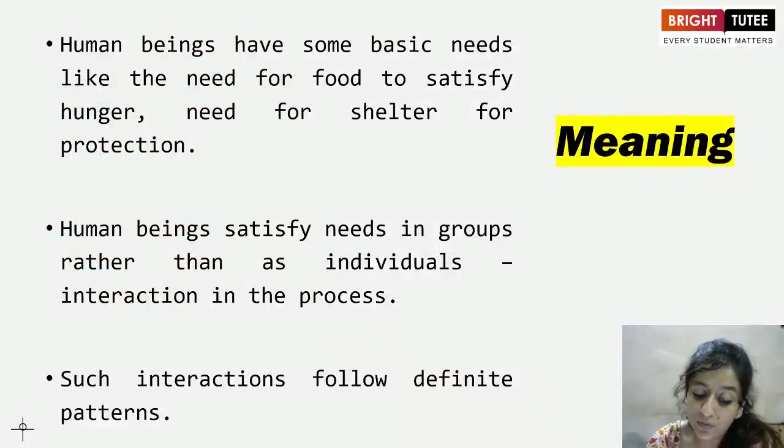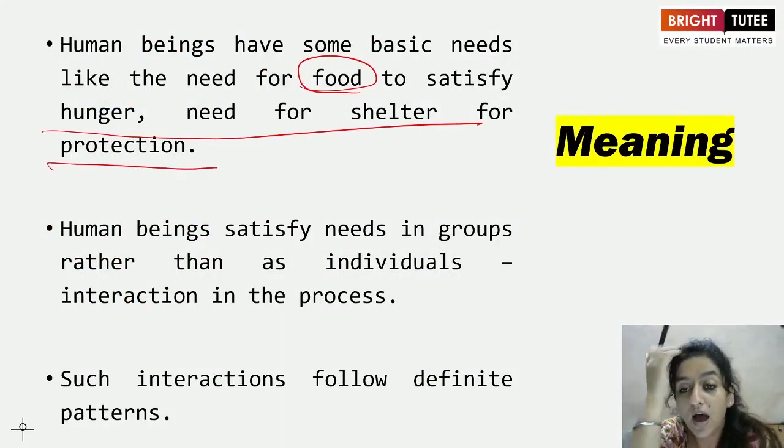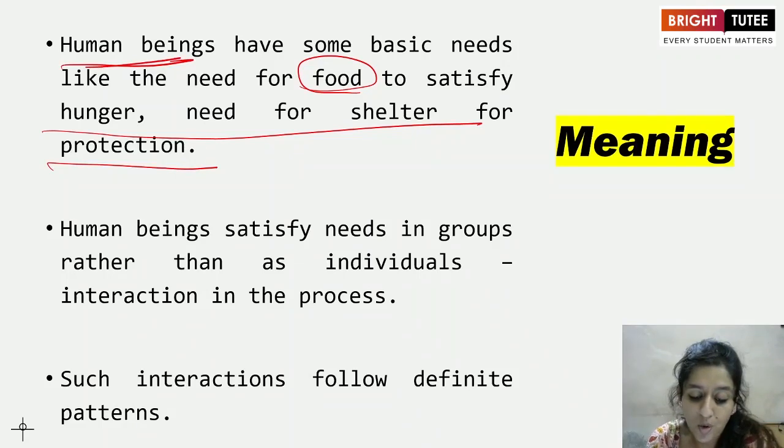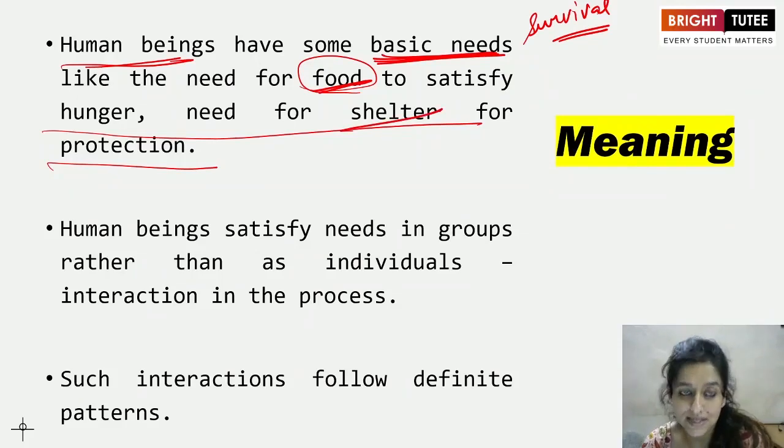We see that human beings have some basic needs. We have needs of food, we have needs of shelter for protection, we have our hunger needs, we have our survival needs. So we as human beings have basic needs for our survival, for our existence, which they have explained in terms of food, clothing, shelter, all of these aspects which we say are the basic necessities.